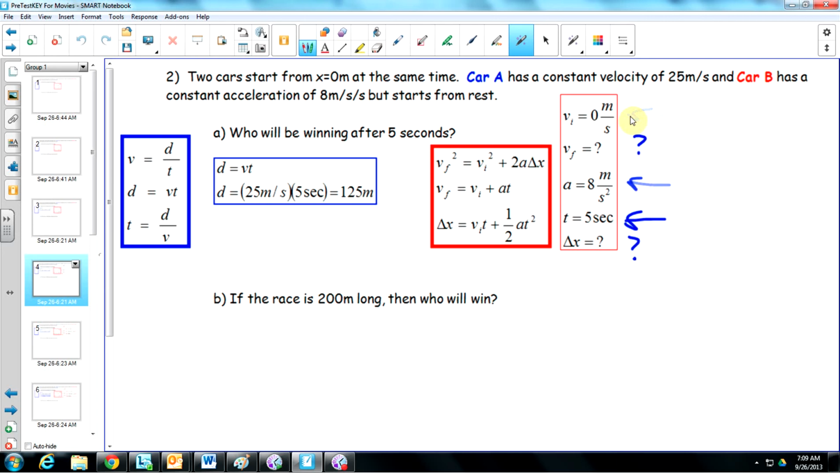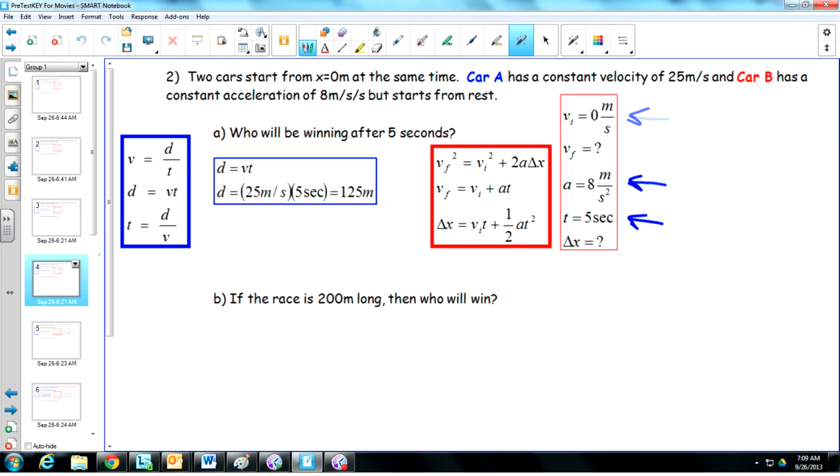And whenever we have 2 variables that we don't know and 3 that we do know, we are going to be able to solve the problem. And so the question is, using the 3 that we know, can we pick the right equation and then solve for the ones that we don't know?